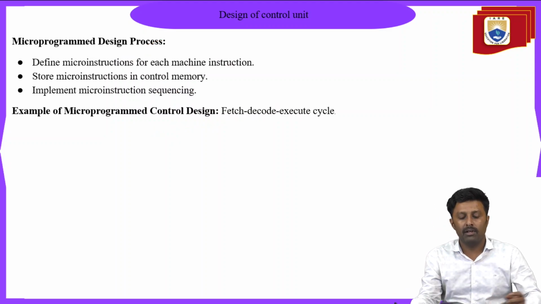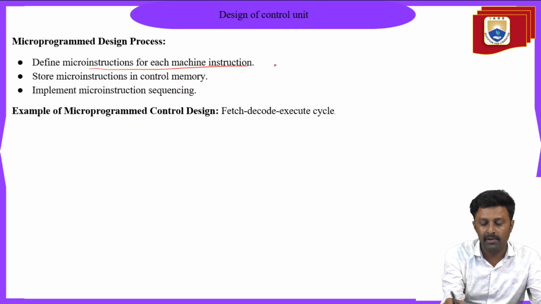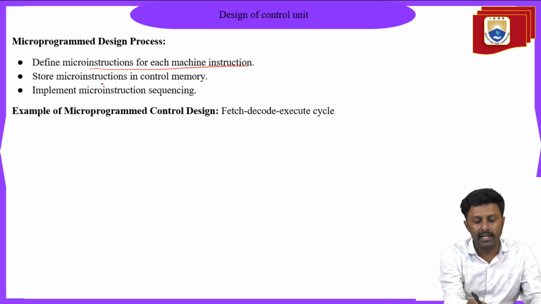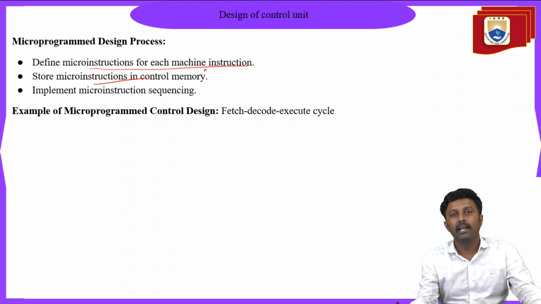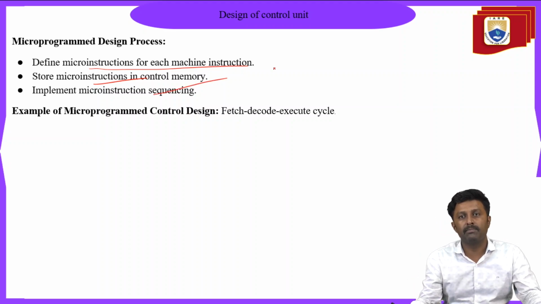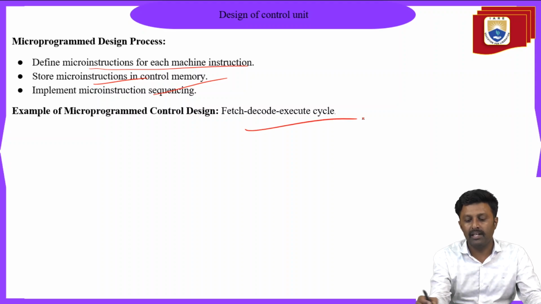The microprogrammed design process we have already seen for machine instructions. The instructions are stored in the control memory, with micro instruction sequencing implemented. An example of this microprogram is the fetch, decode, and execute cycle.